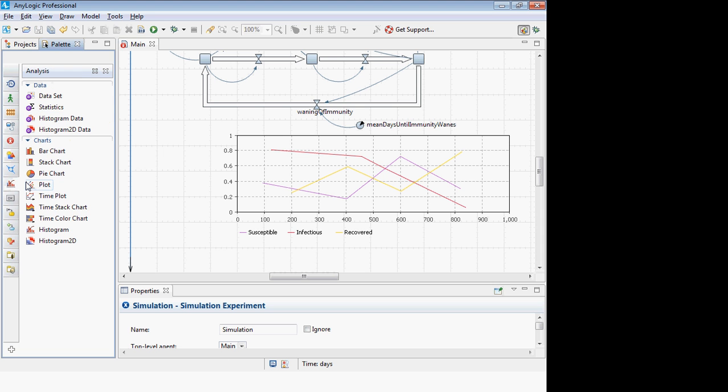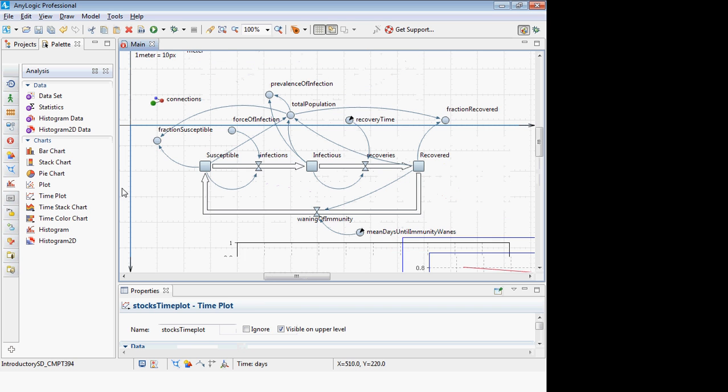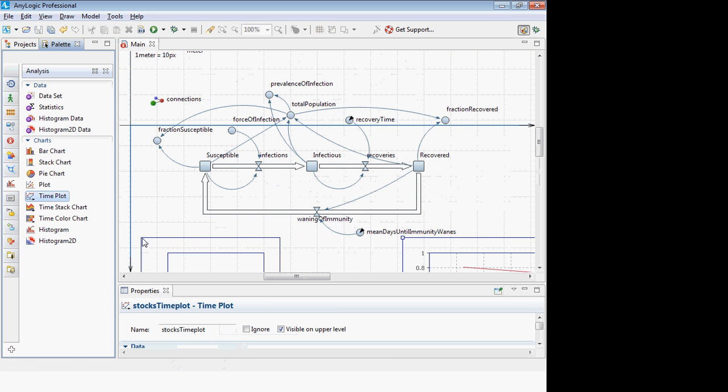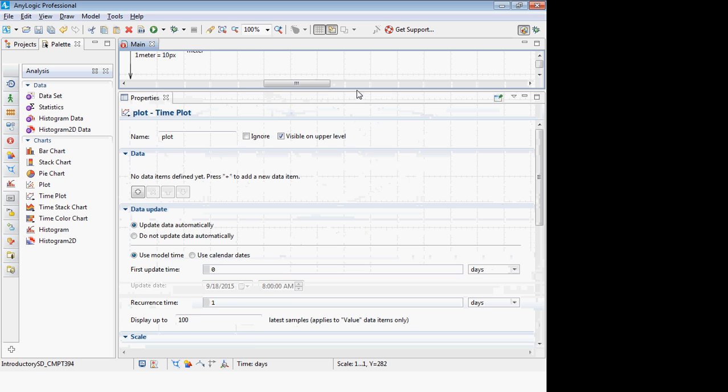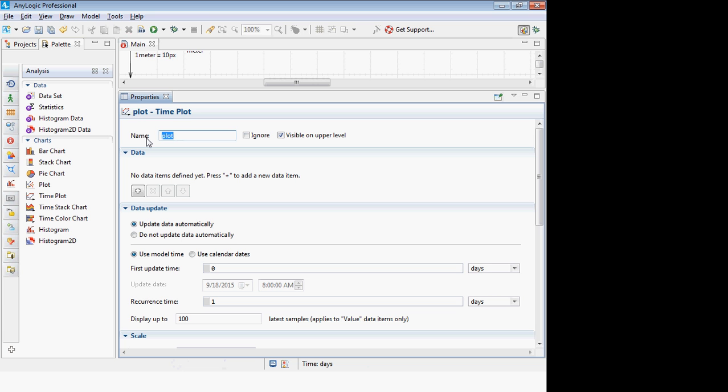Okay, so go to the palette, go down to analysis, and we can drag in a time plot. I'm going to put it over here on the left-hand side. There we go, drag in a time plot. And what things in this time plot do we need to frob? So we're going to call it fraction in states time plot, something like that. And what do I need to frob? What do I need to do in these properties here? Tell me one thing for sure.